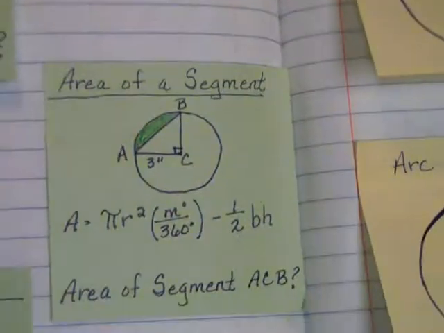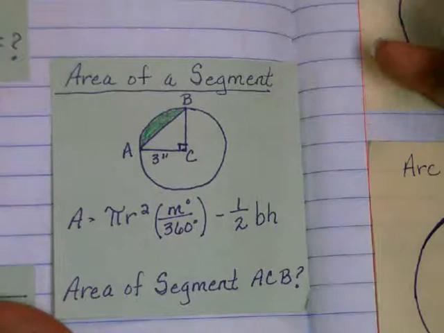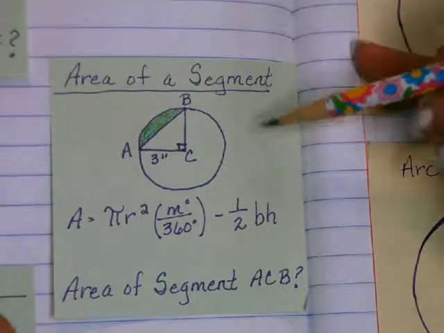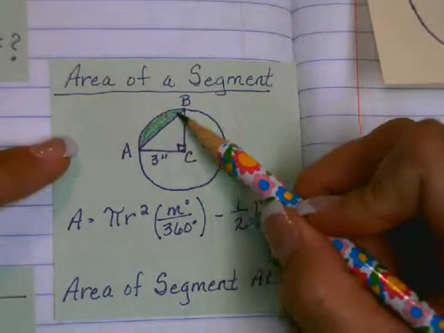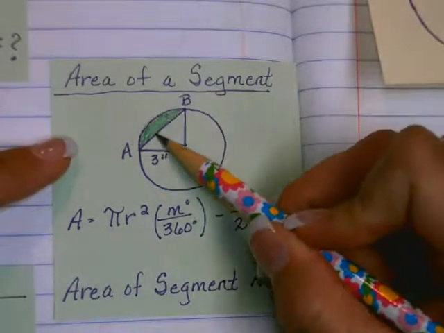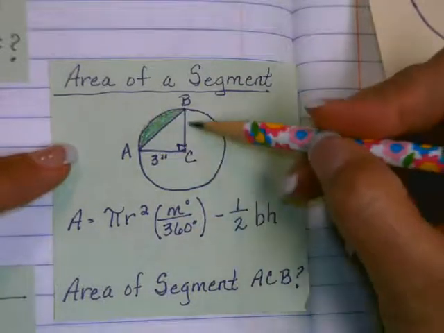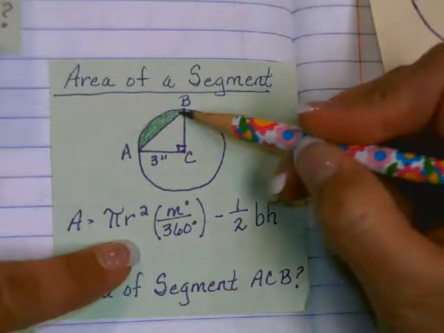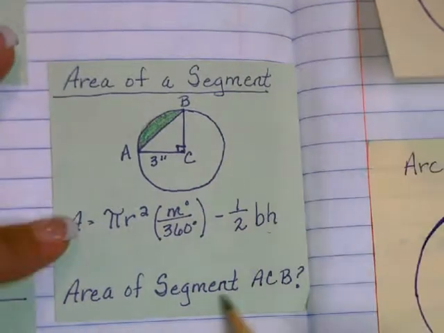Let's move over to the area of a segment now. And of course, if you need to pause me and copy this down, as always, feel free to do so and then keep going. But finding the area of a segment, remember that's just this little piece bound by the arc of the circle and the chord. So we are going to find the full sector, hence this part of the formula, subtract out this triangle, which is this part of the formula, and find segment ACB.